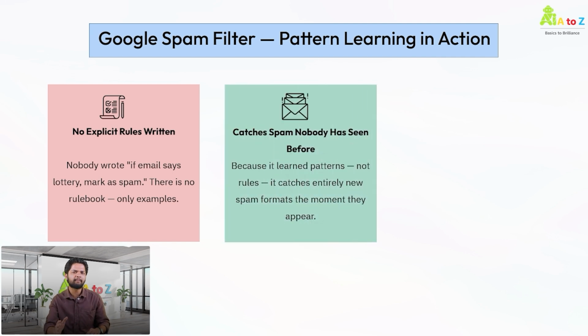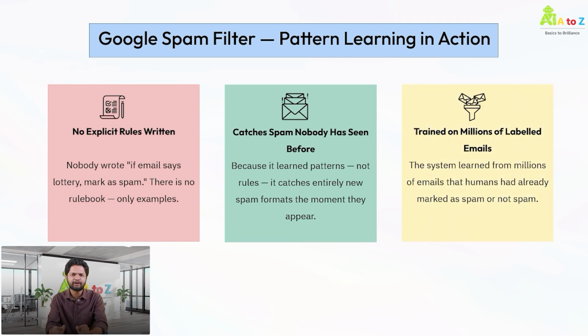Second, it catches spam nobody has seen before. And this is where machine learning becomes powerful. The system is not memorizing emails, it's learning patterns. For example, it learns combinations like how certain phrases appear together, how suspicious emails are structured, how behavior differs from normal emails. So, when a completely new spam email appears, even if no human has seen it before, the system can still detect it. Not because it recognizes the exact message, but because it recognizes the pattern behind it. And that is a fundamental shift from memorizing to generalizing.